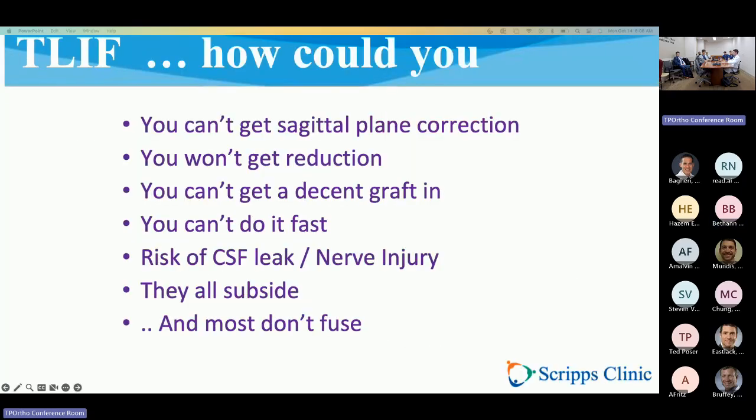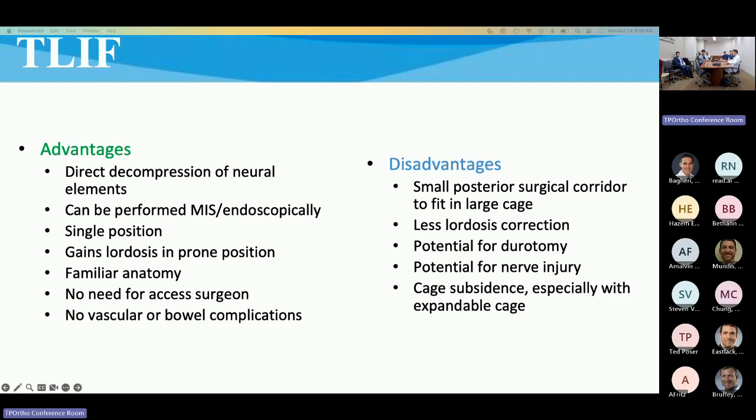And when I came here, I showed one or two of these in post-op conference, and I was just getting totally brutalized for what I thought were really good operations. Like you can't get any sagittal plane correction, you can't get any good graft, it takes forever, you can get a CSF leak, they all subside, barely ever fuse. So, there's certainly a bias, but there are advantages to the procedure.